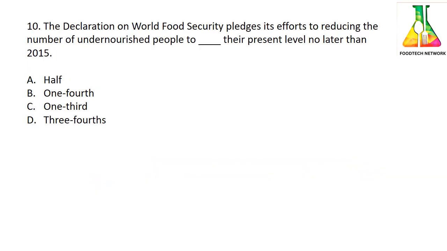Question number 10. The Declaration on World Food Safety pledges efforts to reduce the number of undernourished people to dash their present level no later than 2015. Option A half, option B one fourth, option C one third, and option D three fourth.